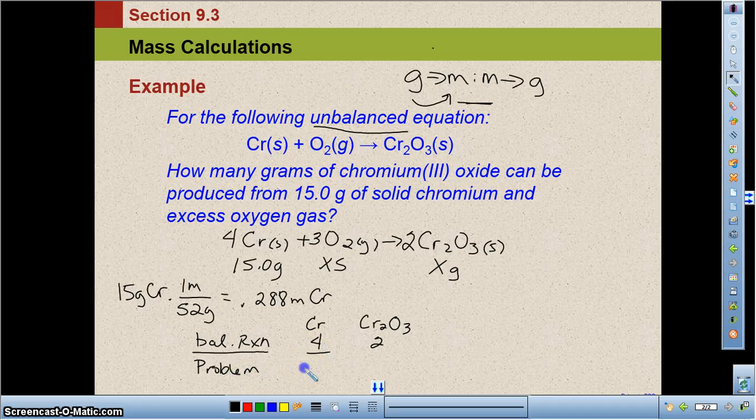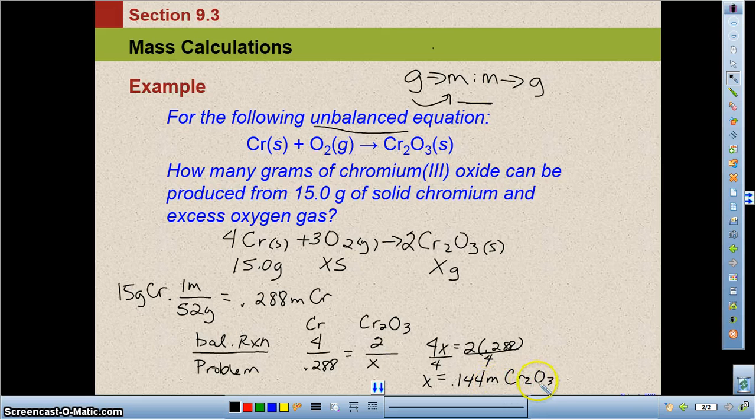We know that we have 0.288 moles of chromium. We want to know how many moles of chromium-3 oxide. We're going to cross multiply. So that's going to be 4x equals 2 times 0.288. Just to save us some time, let's go ahead and divide that side by 4 and that side by 4 so we get x by itself. So 2 times 0.288 divided by 4 is going to be 0.144 moles of Cr2O3. And be careful with your labeling.